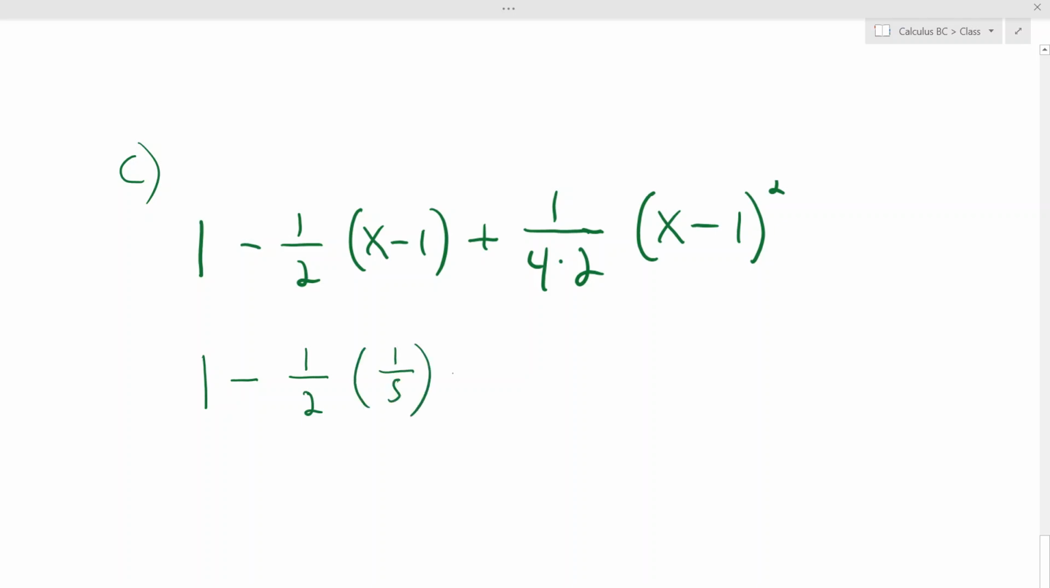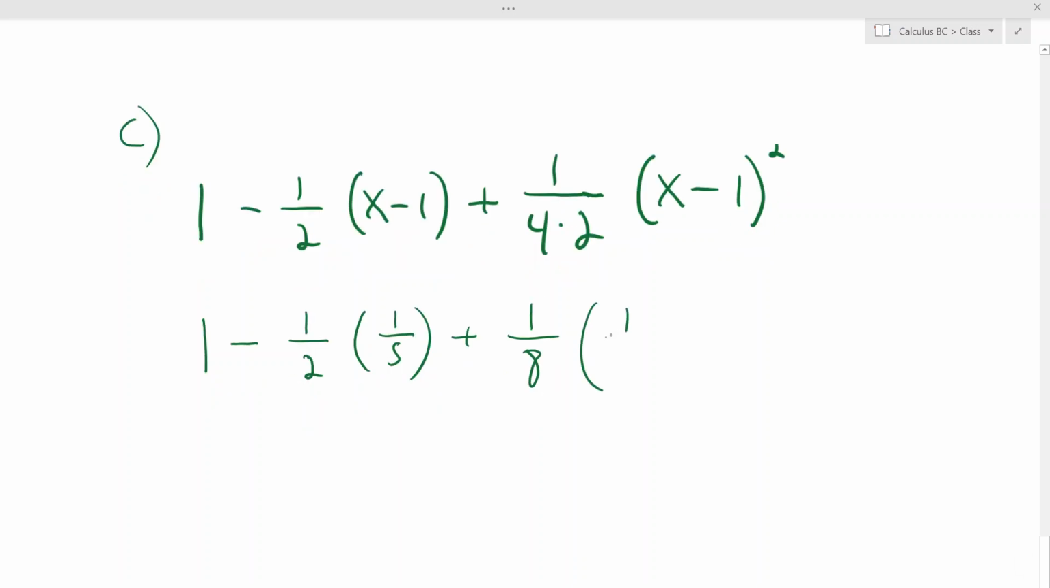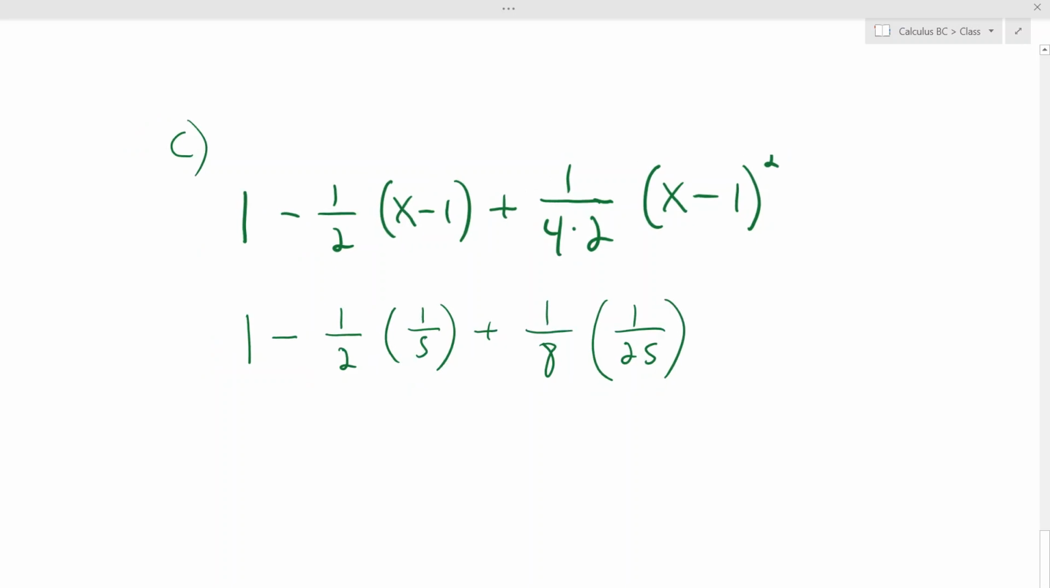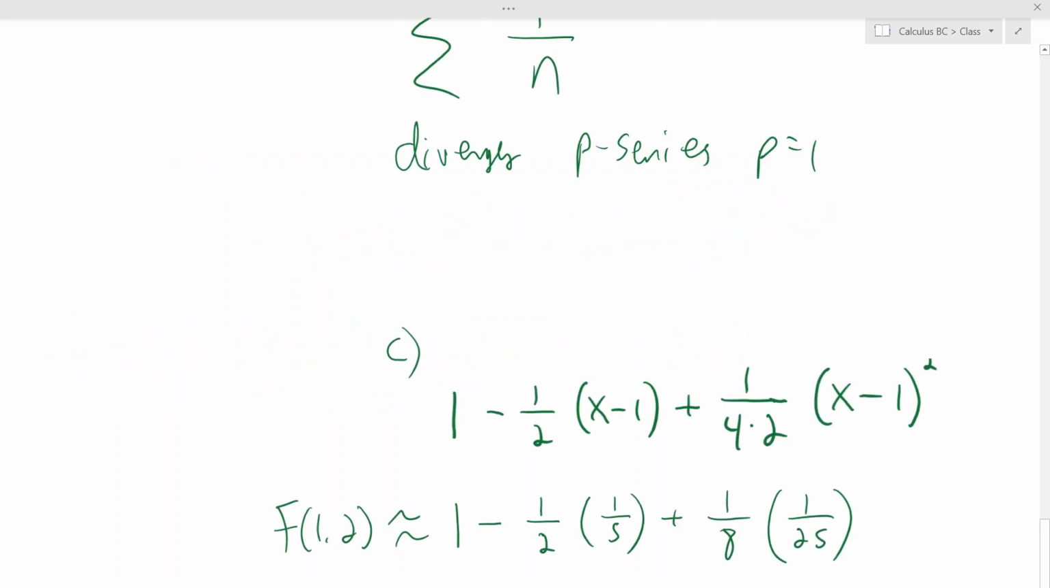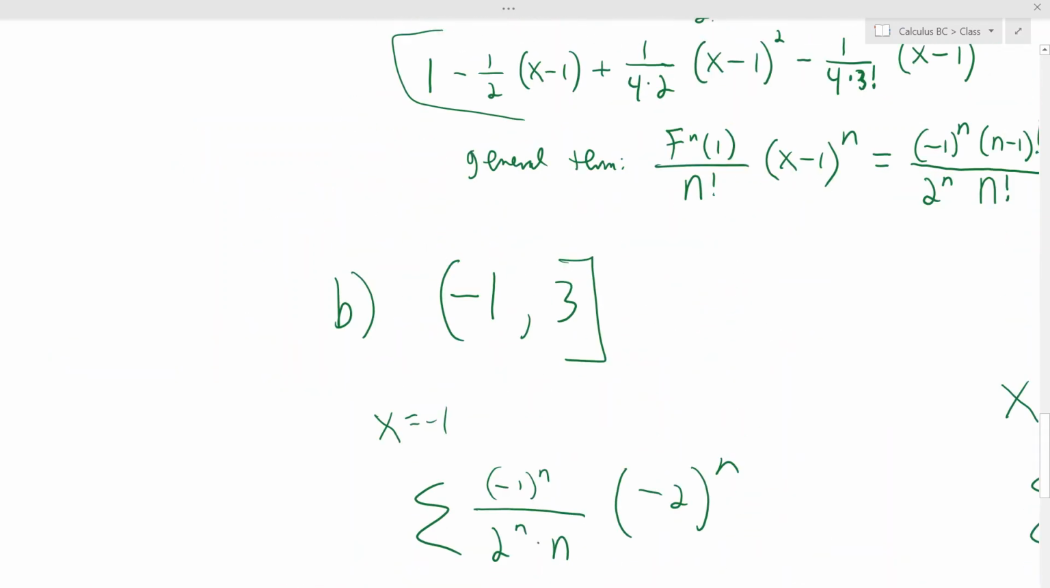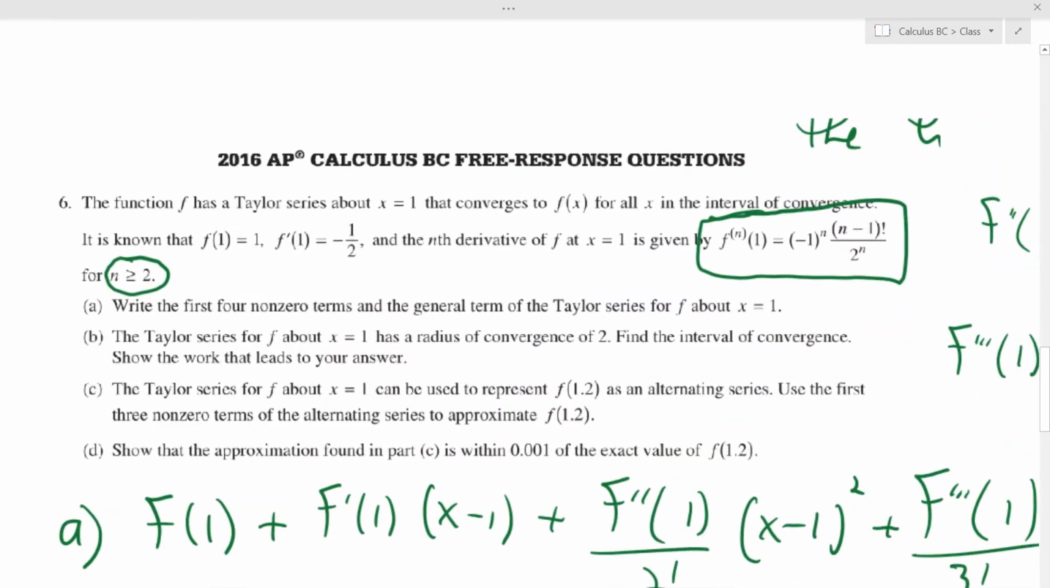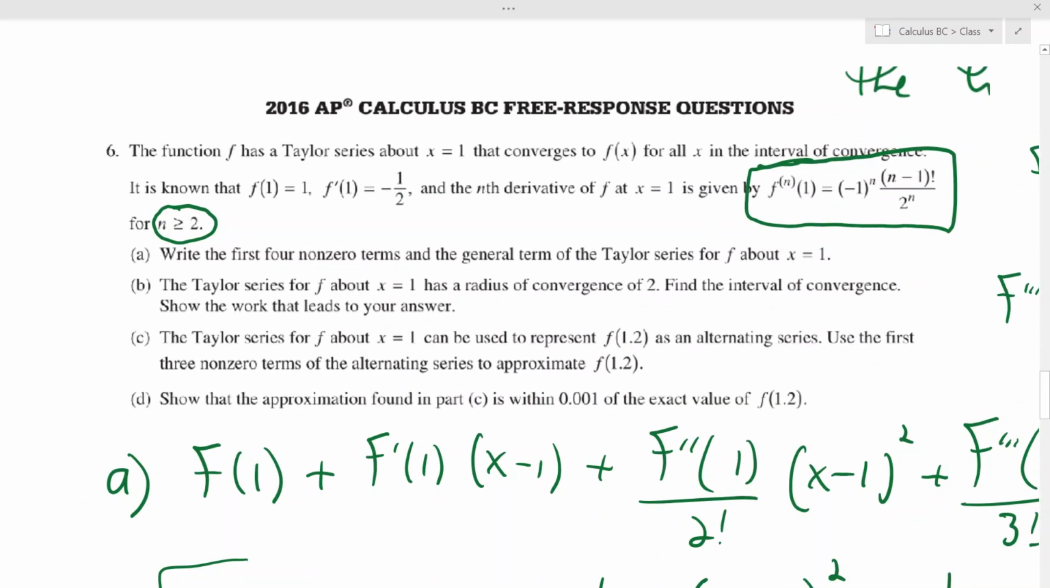that's a fifth, plus 1/8 times 0.2 squared. Well, that's (1/5) squared. That's 1/25. And you just leave it like that. And you would write f of 1.2 is approximately that. All right. So just like with tangent lines, if they ask you to approximate something with a tangent line or a Taylor series, just plug in the x value and see whatever it equals.